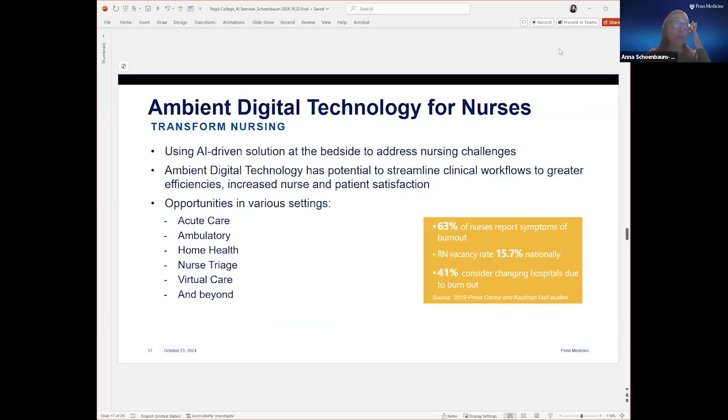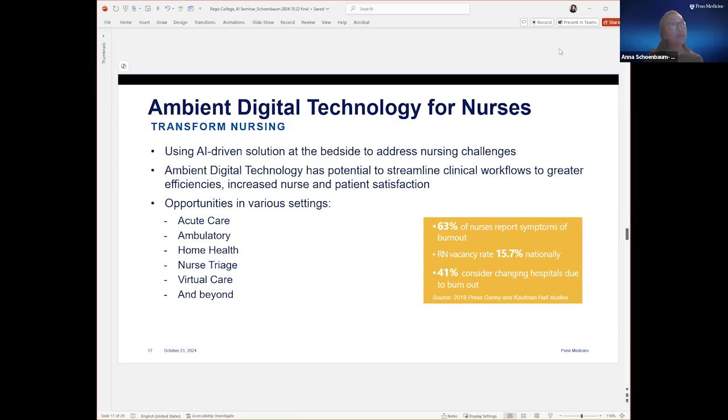So as Adam mentioned real quickly, it is on the horizon for nursing. And it's really important because the burnout for providers is equivalent in the nursing space too. Nurses are feeling burned out, 63%. They have double-digit vacancy rates. And also people are considering changing hospitals, or changing their setting or profession out of nursing. So we need to make sure that we address this burnout at all levels.